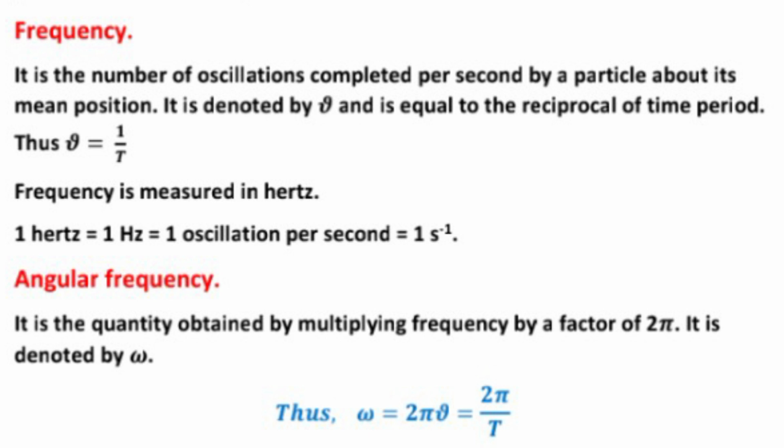Angular frequency. What is angular frequency? It is the quantity obtained by multiplying the frequency by a factor of 2π. It is denoted by ω. Thus, ω equal to 2π/T or 2πν.